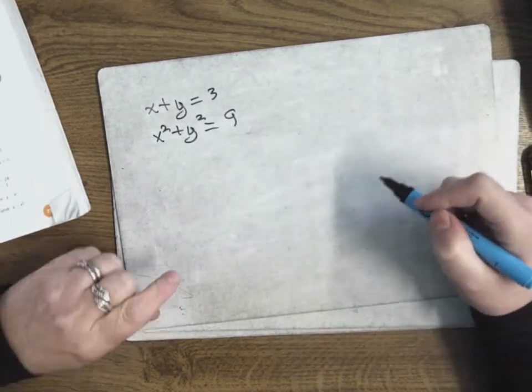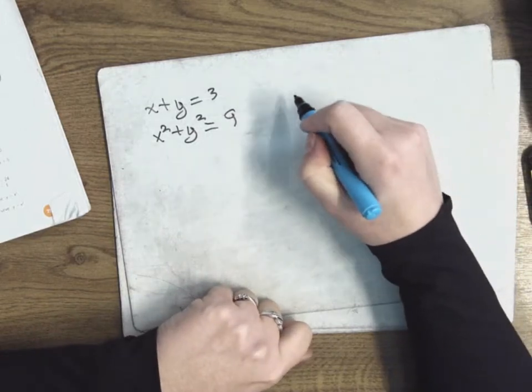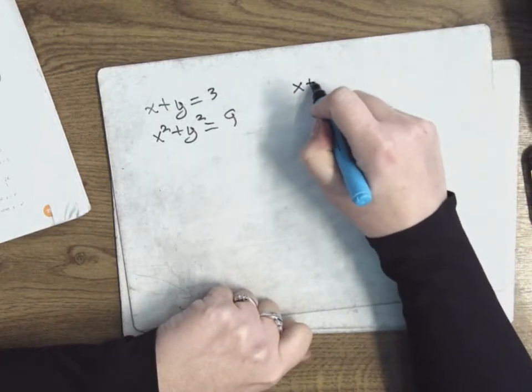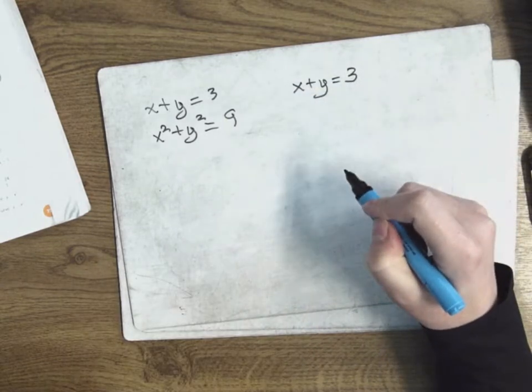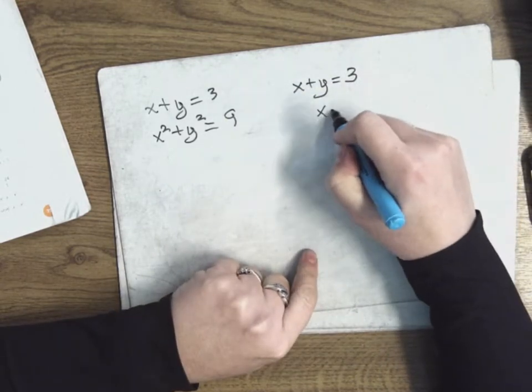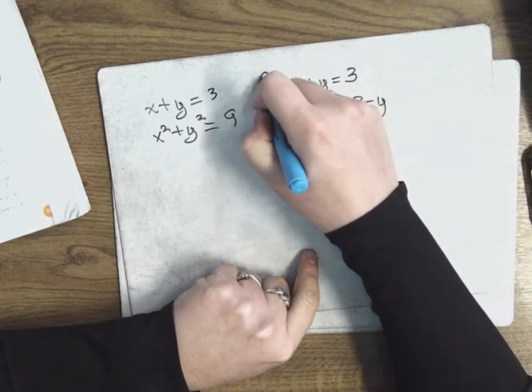Okay? So step one, you tell me step one, where do I start? x plus y equals 3. That's the one I start with. And what will I write it as? x equals 3 minus y. Right, that's step one.